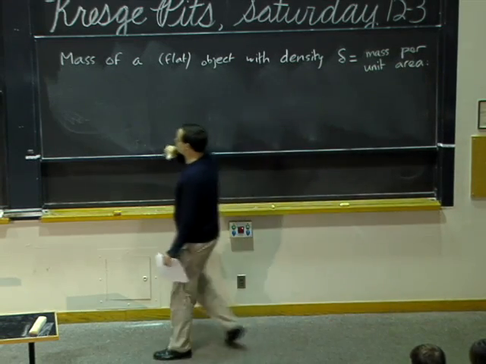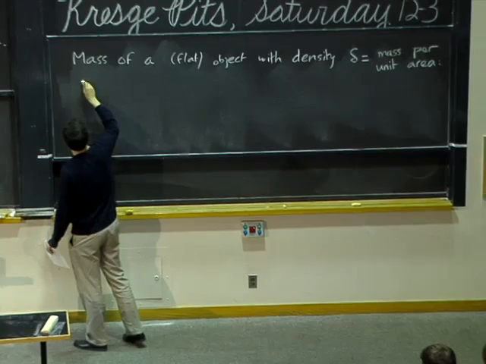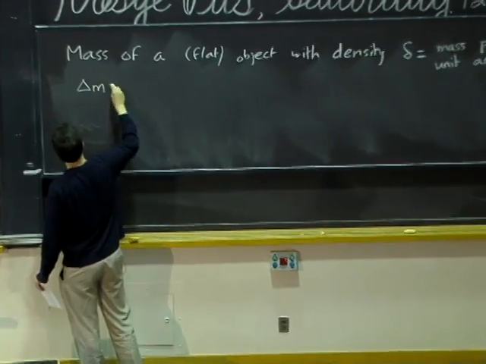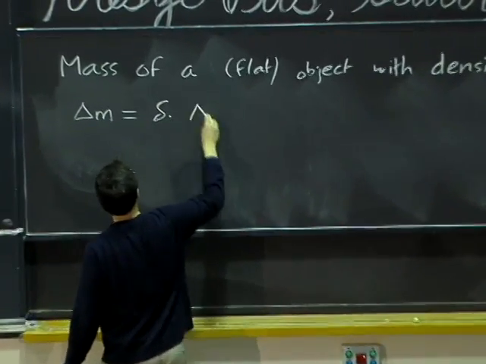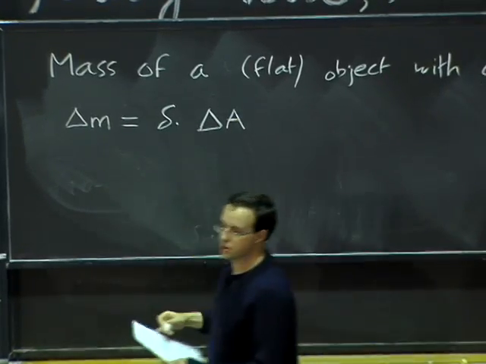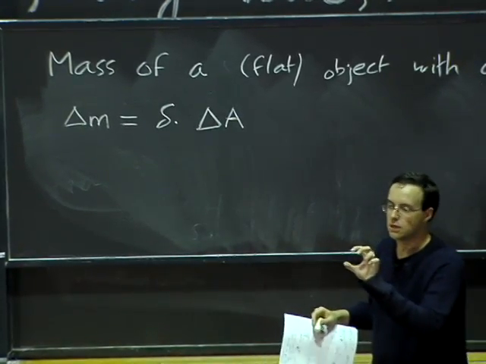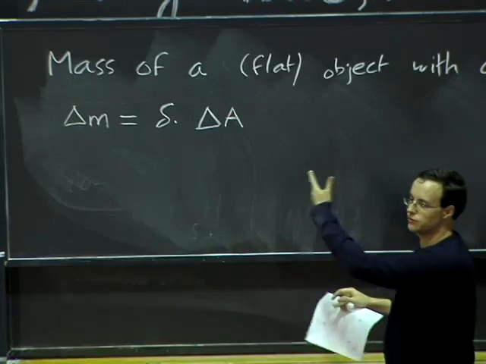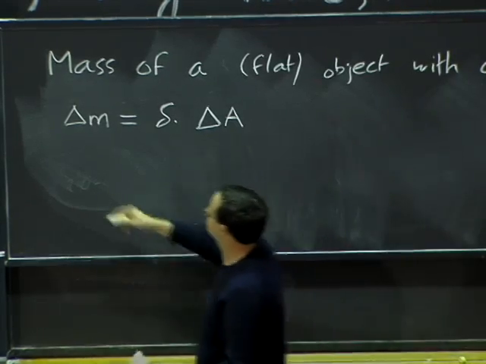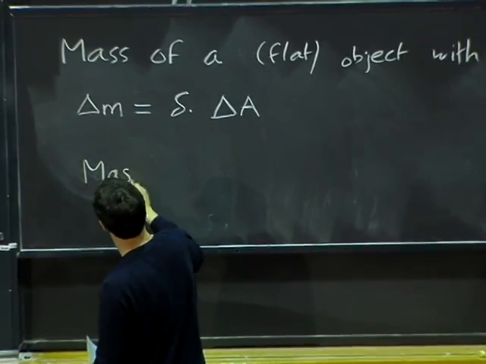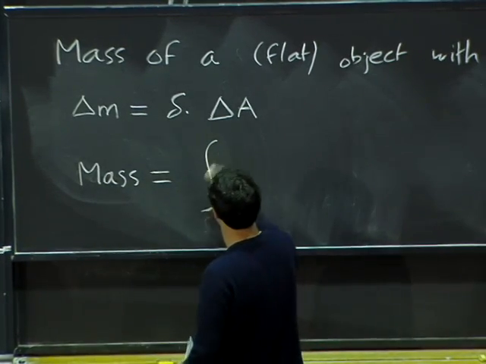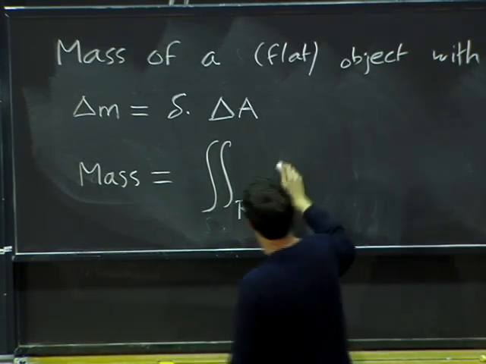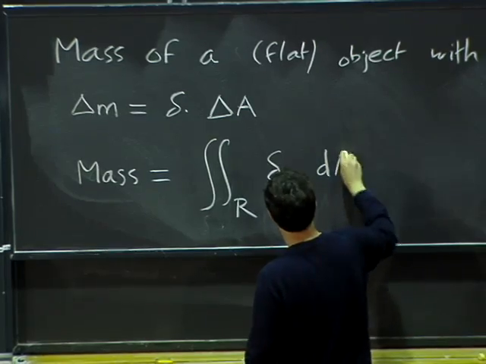So each little piece of your object will have a mass, which will be just the density times its area for each small piece. And you will get the total mass by summing these things. So the mass will be the double integral of the density times the area element.